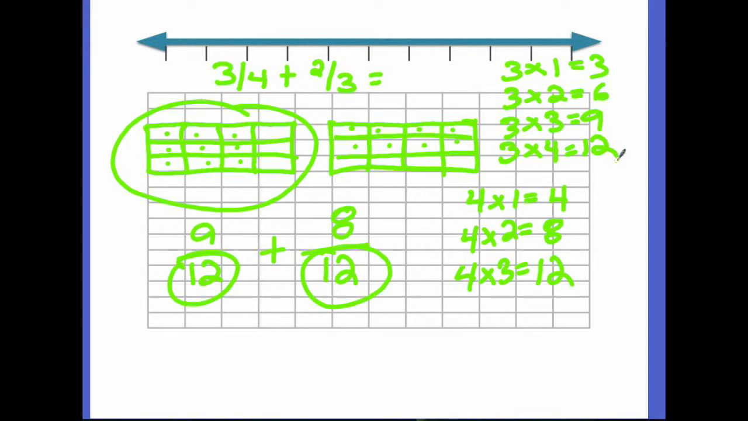So when we draw these boxes, our goal is to actually find the smallest number that both of them go into. And when we multiply them out, we find that 12 is the smallest number they go into. Do you see how that works? So the options you have are to sit and draw the boxes, or you could list out the multiples. Or you could do it the way I'm going to show you today.